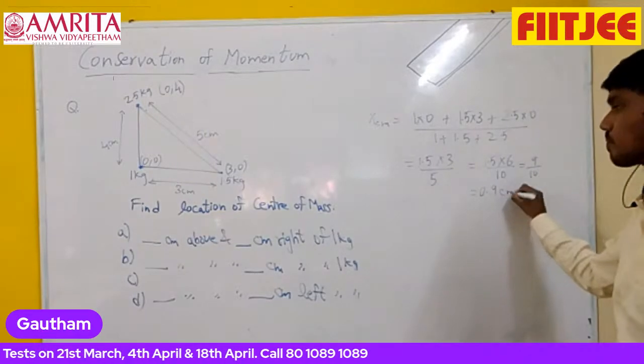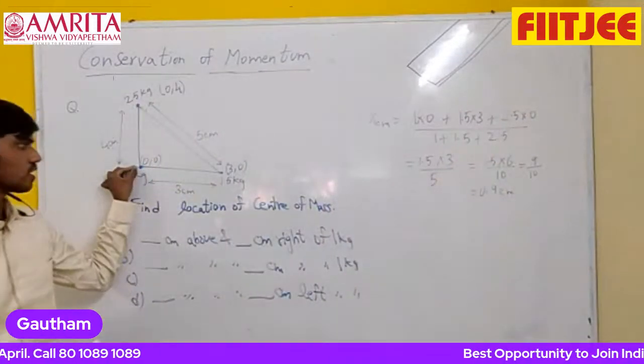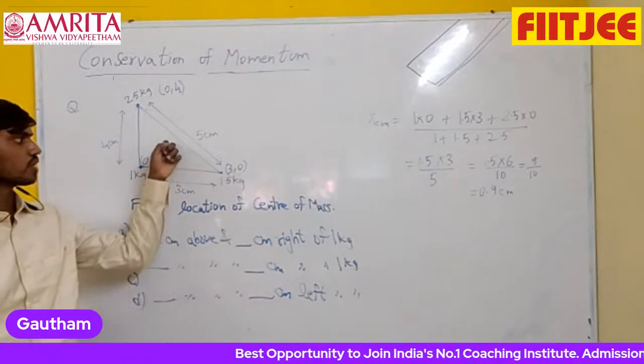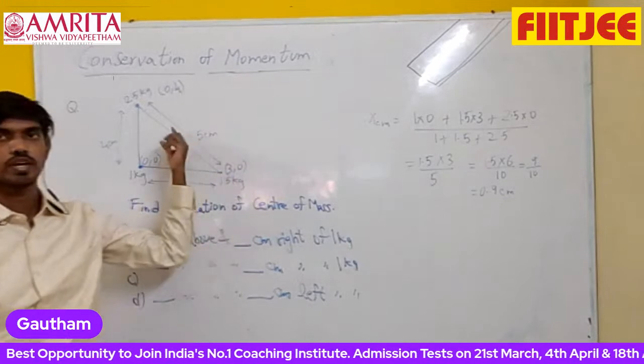Correct தான். So x coordinate வந்து 0.9 centimeter to the right of 1 kg block. இதே மாதிரி y coordinate நம்ம கண்டுபிடிக்கணும். So இதை பேஸ் பண்ணி தான் x coordinate கண்டுபிடிச்ச அதே மாதிரி y coordinate கண்டுபிடிச்சிடலாம்.